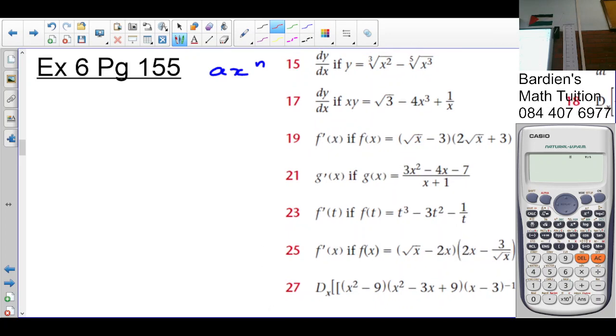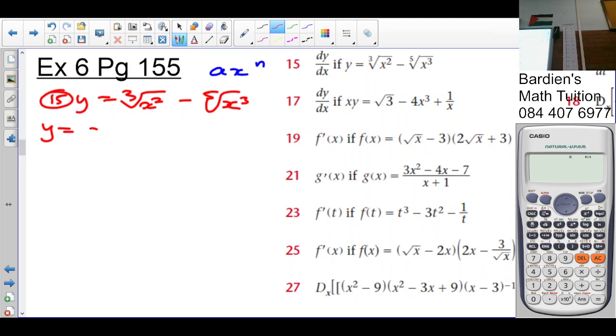Because everything we do, we do for a reason. You must be able to explain why you are doing it. Alright, number 15. Is that in the form of ax to the exponent n? No. So firstly, you must get it in that form.